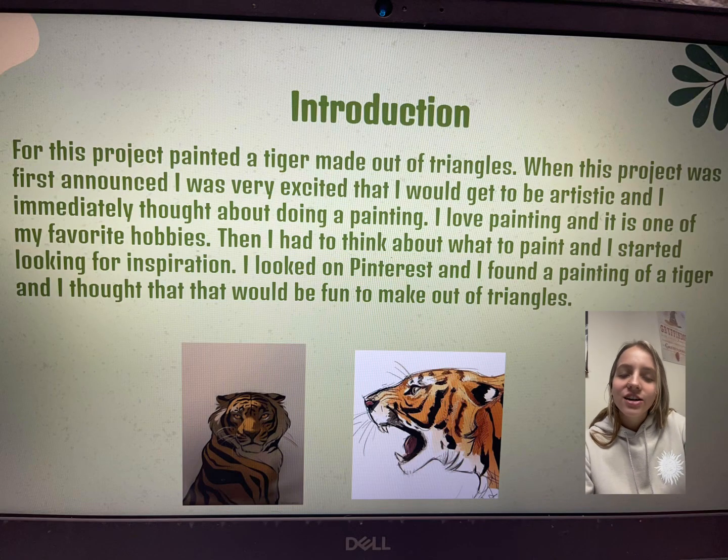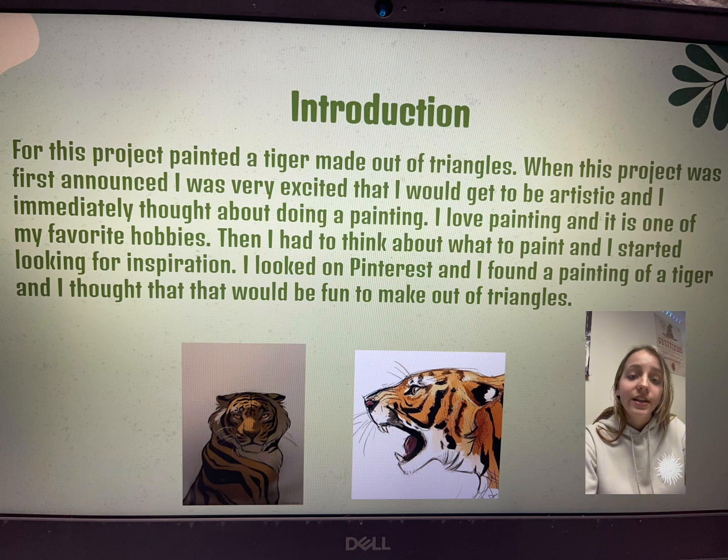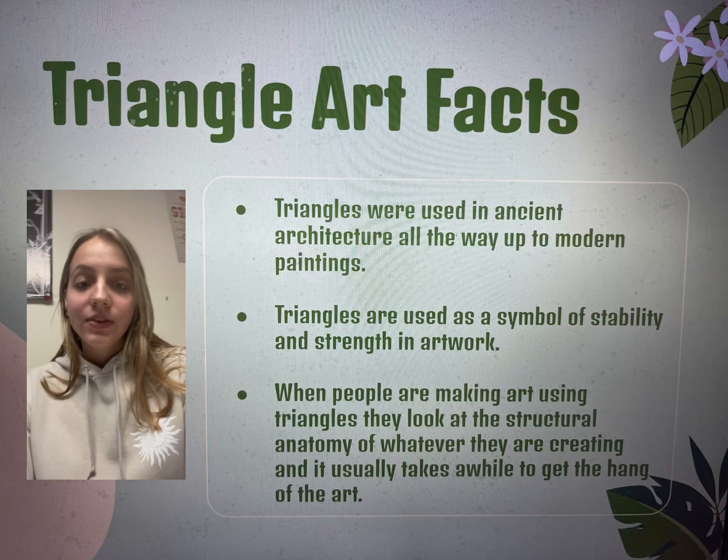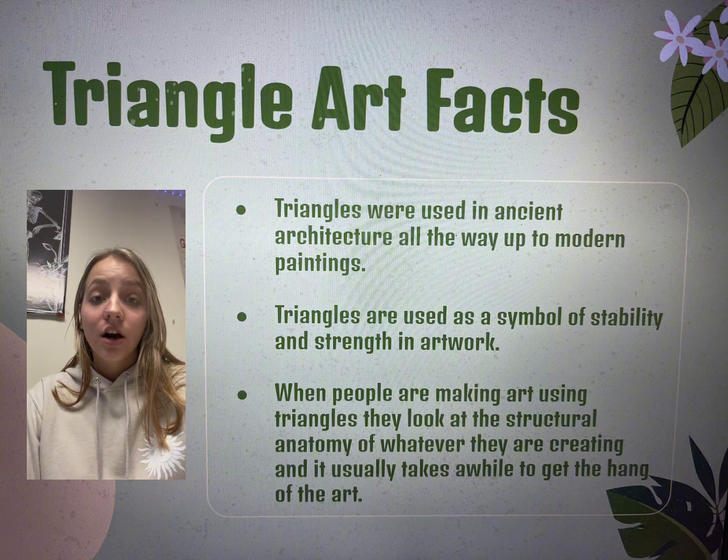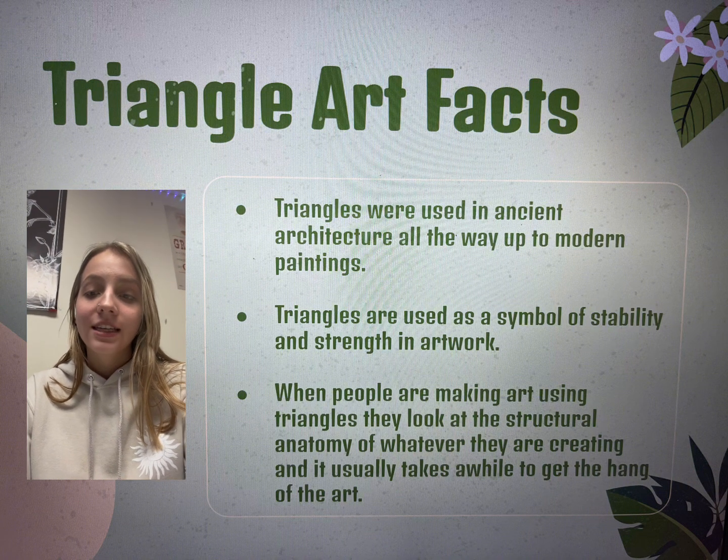First up, we have my introduction. For this project I made a tiger out of triangles, and I used a canvas to make a painting. I love painting. Painting is one of my favorite hobbies. I love to do it in my free time, and tigers are one of my favorite animals. I looked on Pinterest and saw a bunch of other different animals, but the tiger just stuck out to me.